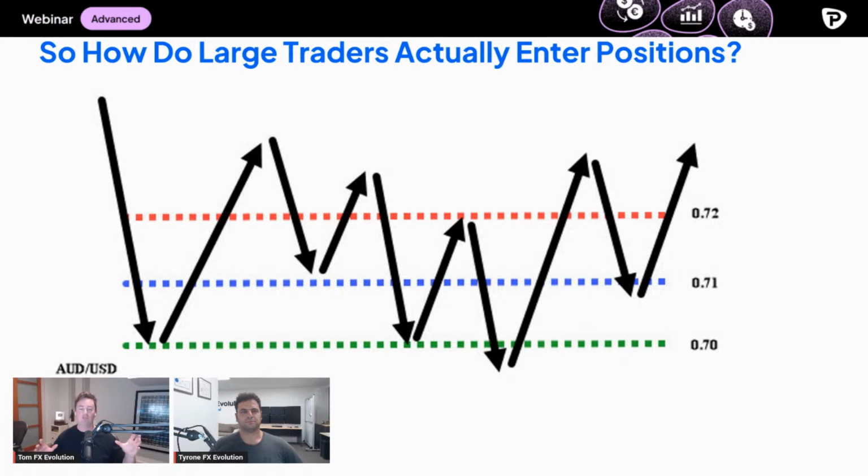Remember, no large player ever enters all of their position generally at once. They just wouldn't have the liquidity to do so, would they, Ty? I mean, we might as retail traders, but they're not going to be able to place their tens of billions of dollars into the market like the snap of a finger.